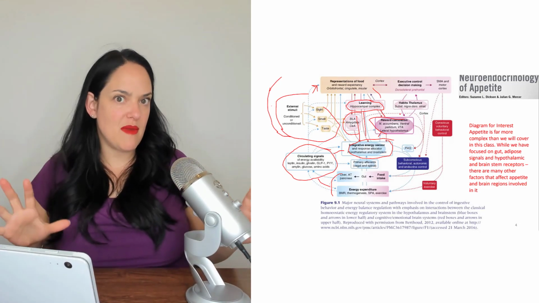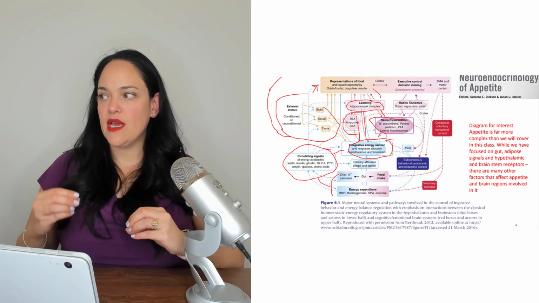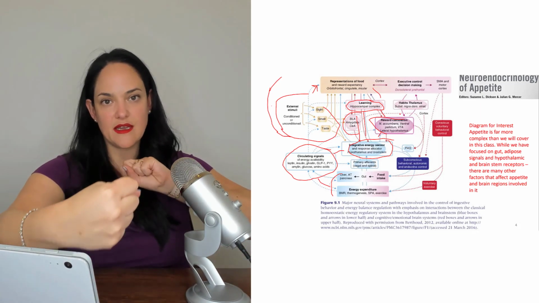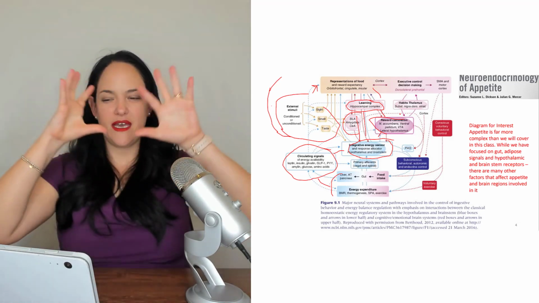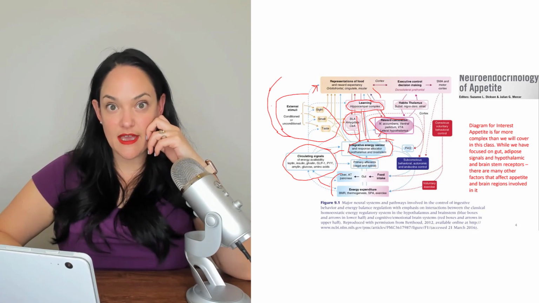So I don't expect you to memorize this photo, but I like this image, this conceptual model, because it helps to remind us that you can't fully separate homeostatic and non-homeostatic appetite. And it gives you maybe a schematic that can help you bring these concepts together.